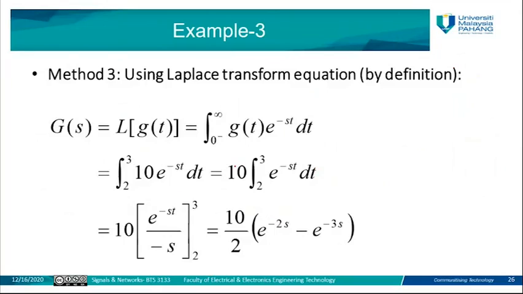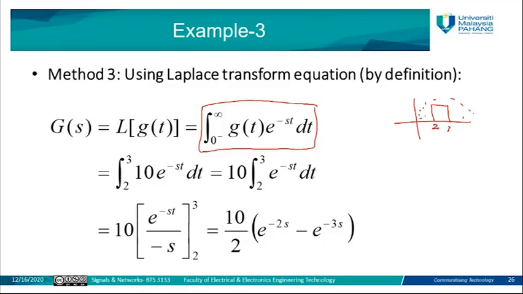For method 3, you can use the equation of the definition that we had before, which is the integration from 0 to infinity of g(t) exponential negative st dt. This is the original formula. If the function is from 2 to 3, you need to apply the integration from 2 to 3 as well, because everywhere else the value is 0. There is no benefit in integrating a 0 value. So we only have the area under this rectangle from 2 to 3, and the top is equal to 10. So it is the integral from 2 to 3 of 10 exponential negative st dt.